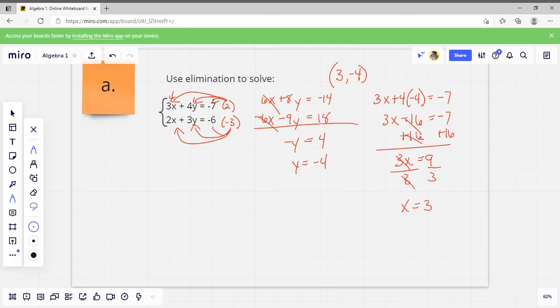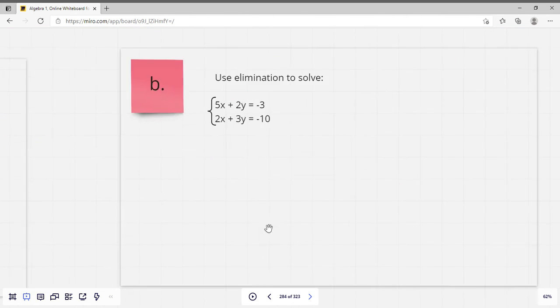Let me double check that. Yep, 3, negative 4. Okay, one more practice problem.